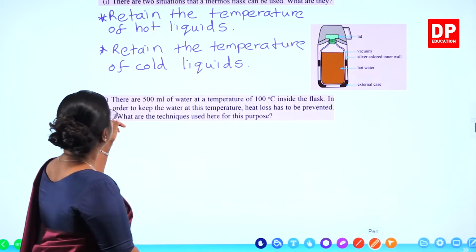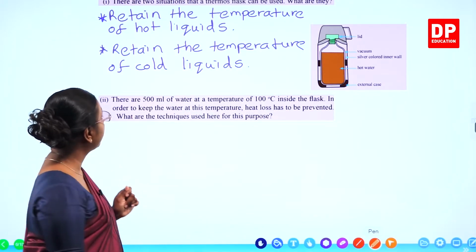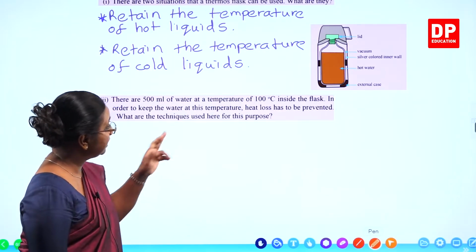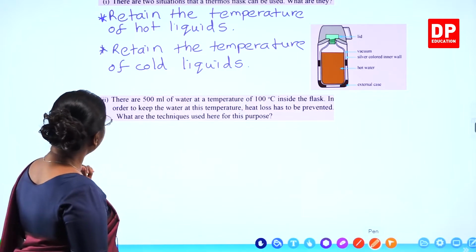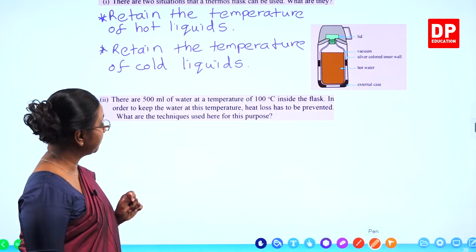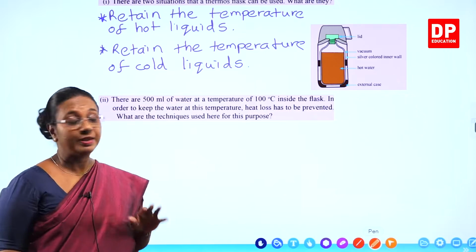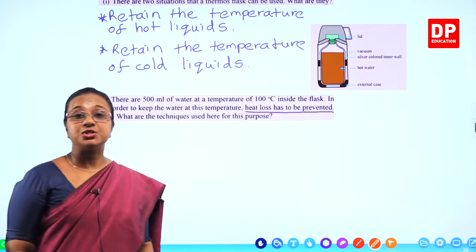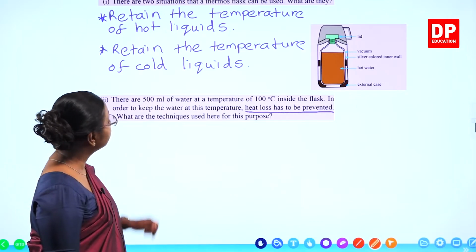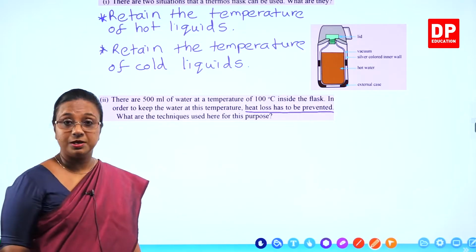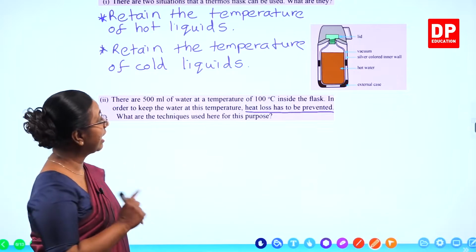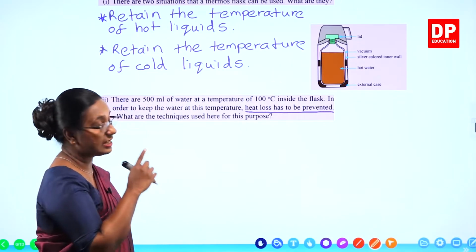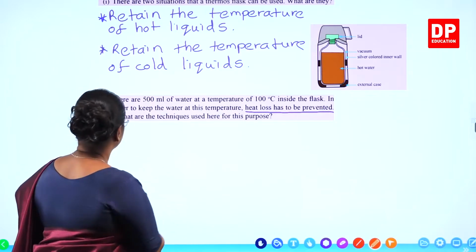Then there are 500 milliliter of water at a temperature of 100 degrees Celsius inside the flask. In order to keep the water at this temperature, heat loss has to be prevented. So here the important thing is heat loss has to be prevented. What are the techniques used here for this purpose? What are the techniques? We have discussed them. We will start from the top. So you can say plastic lid.